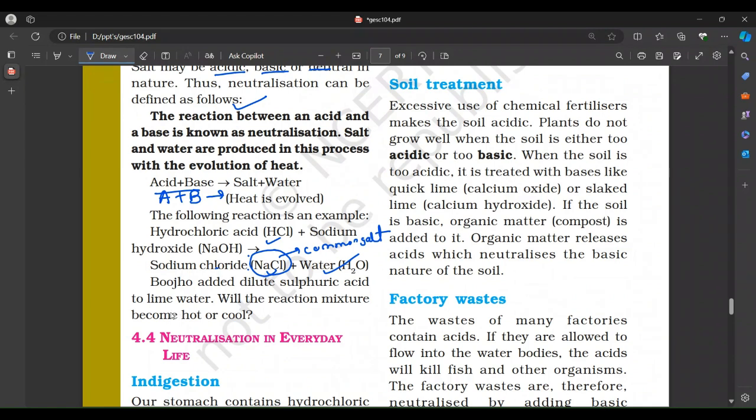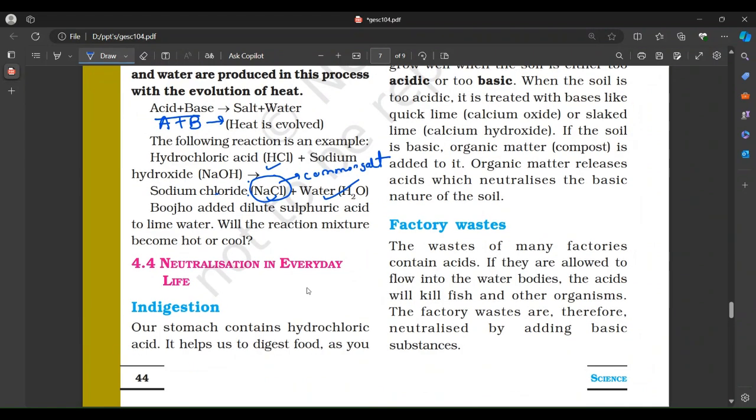Okay, so Vujo added dilute sulfuric acid to lime water. What will be the next reaction? Either it will become hot or cold.